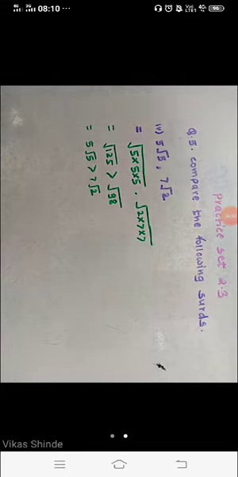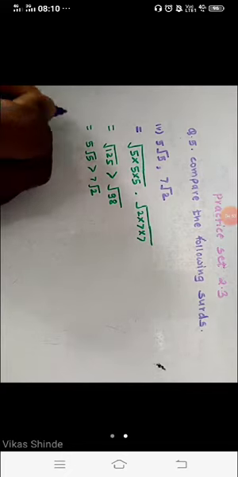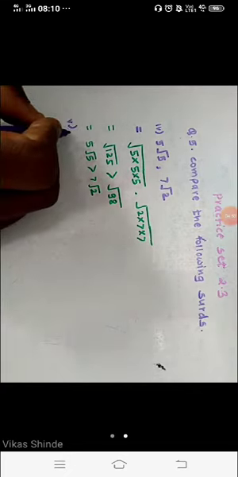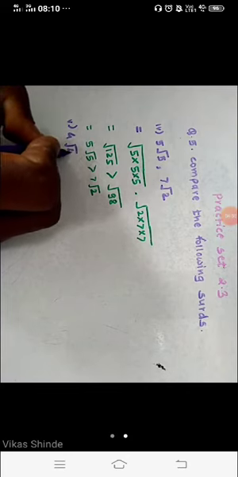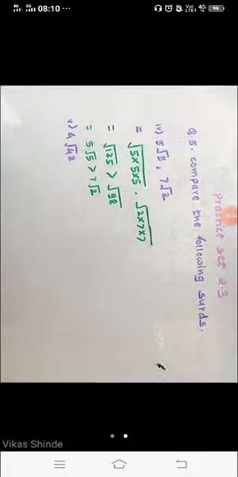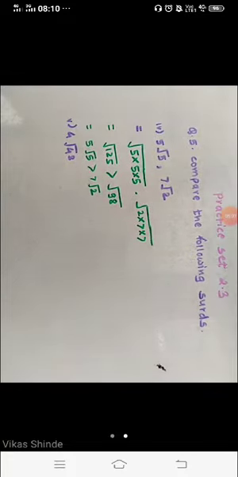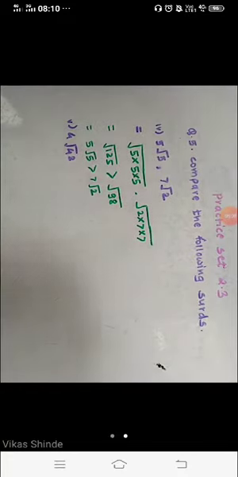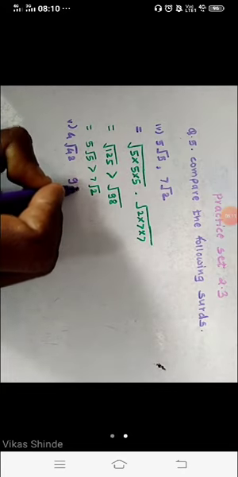Now see student, the next one, the fifth one: 4 under root of 42 and the second 4 under root of 42, and the next one, student, 9 under root of 2.